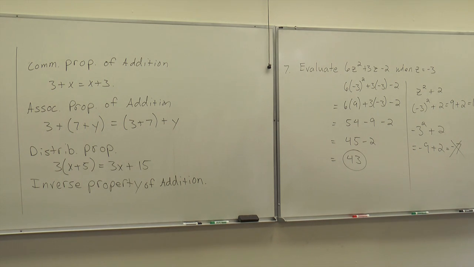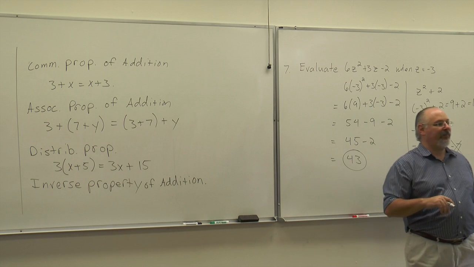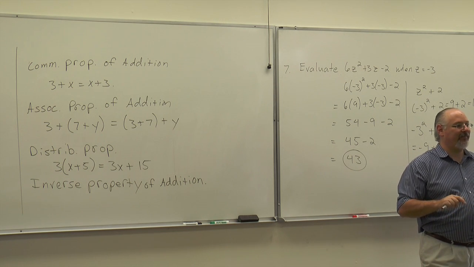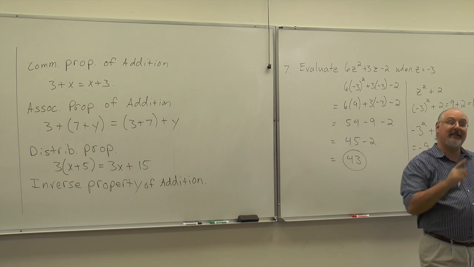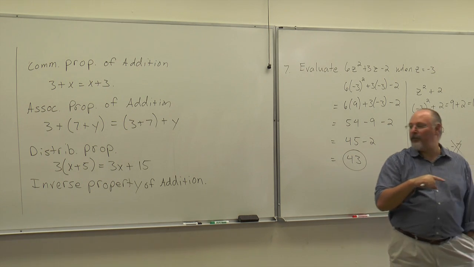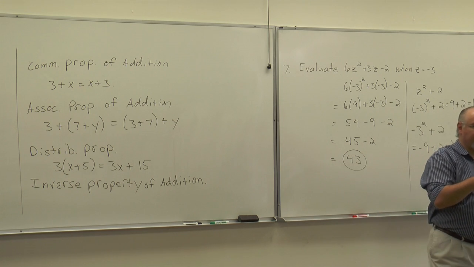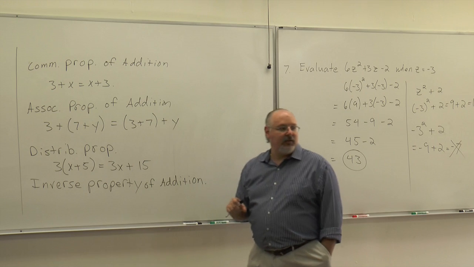What if I asked you this? What is the additive inverse of 5? 0. Not 0. 0 is the identity. 1. No, 1 is the multiplicative identity. 0 is the additive identity. What is the inverse? The additive inverse of 5.